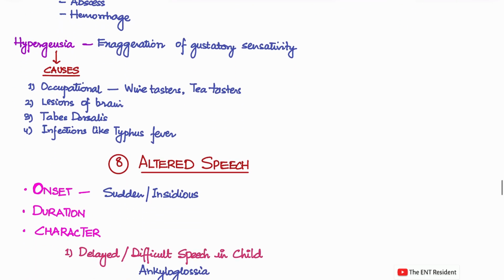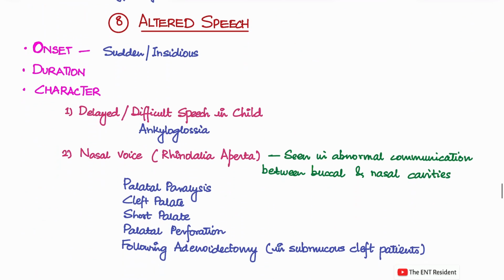Next, we move on to altered speech. Again, you ask about the onset, the duration. What is the character of the altered speech? Now, the character is very important here. For example, if you find a child presenting to you with delayed speech or difficulty in speech, you can look at their frenulum linguae, where you can find a shortened frenulum linguae, which is also known as tongue tie or ankyloglossia. Second, a nasal voice, which is also known as rhinolalia aperta.